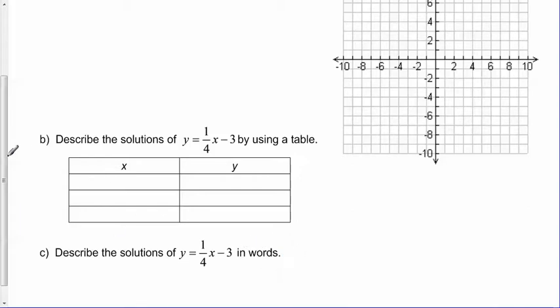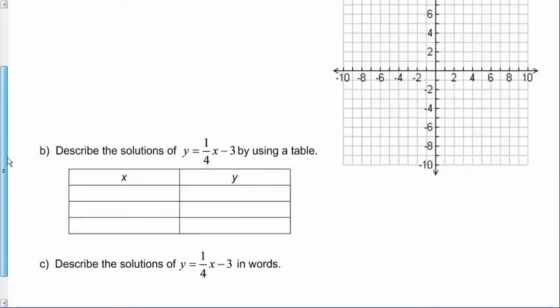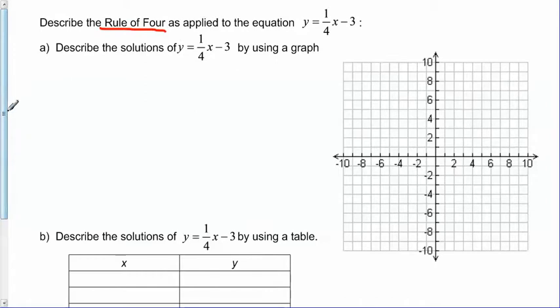So that's that idea of the rule of 4, that there's 4 ways to think about these mathematical things that we're dealing with. We can think about it with words, with tables, with graphs, and with equations. So let's start off by describing the solutions of y equals 1/4 x minus 3 using a graph. We have some good tools for doing that now.